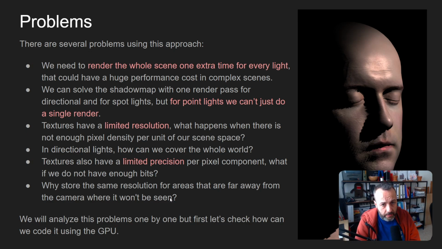So, first, the performance problem, which is we have to render the whole scene for every light that has shadows. And that's why many games try to have lights that don't have shadows, because otherwise they are going to have a problem. And shadows for point lights are super expensive, because the tricks to solve point light shadows usually imply rendering the scene 6 times, and we will see that later.